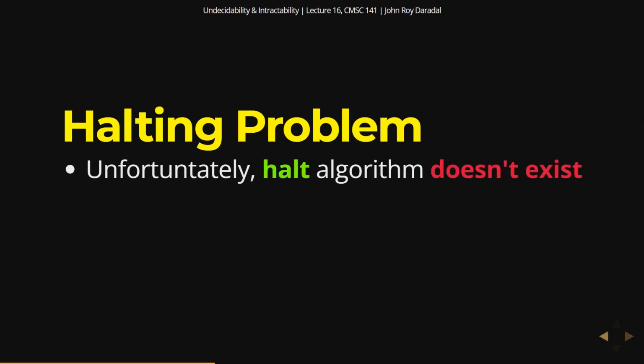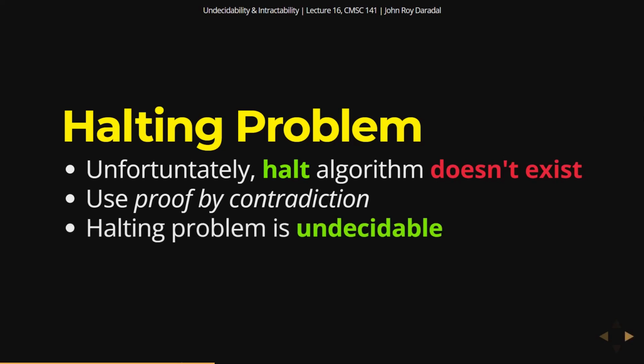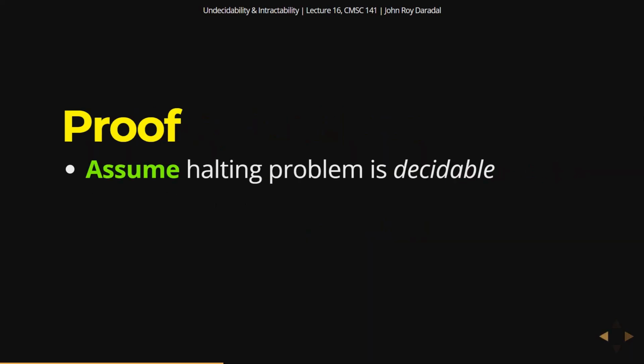The problem is, unfortunately, the halt algorithm does not exist. Okay, there is no such algorithm. So to prove this, we will use proof by contradiction. Later on, when we've already proven that it does not exist, that means that the halting problem is undecidable. Okay, so how do we prove that the halting problem is undecidable?